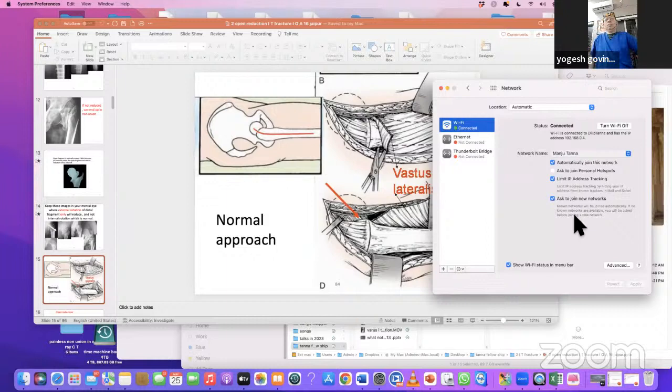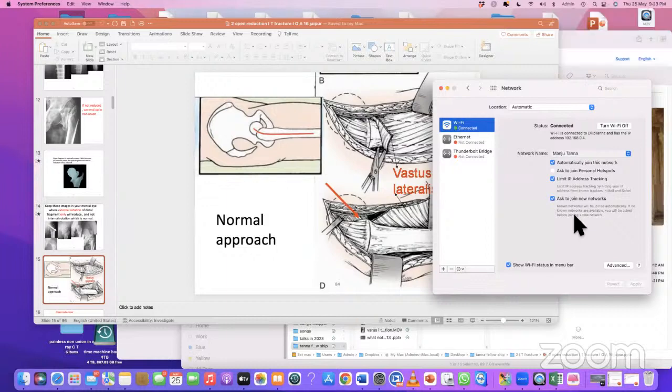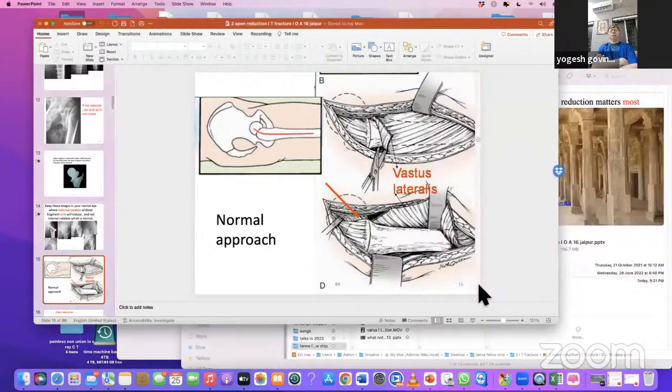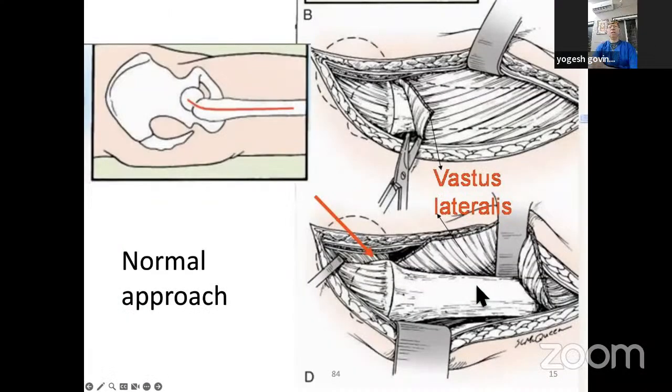Your slide, sir. Okay. Open. Yes, we can see now.